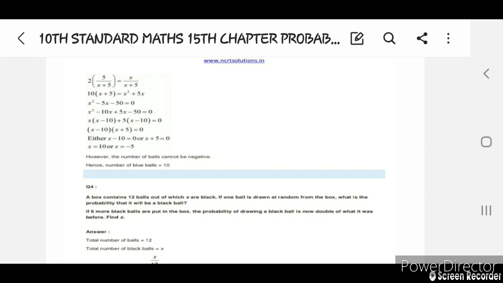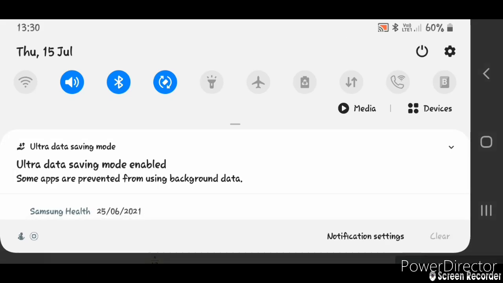Number of balls cannot be negative, so hence the total number of blue balls is 10.